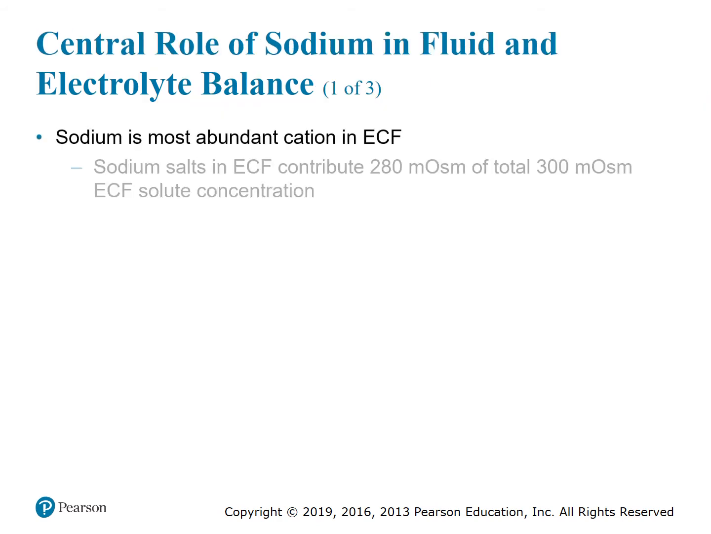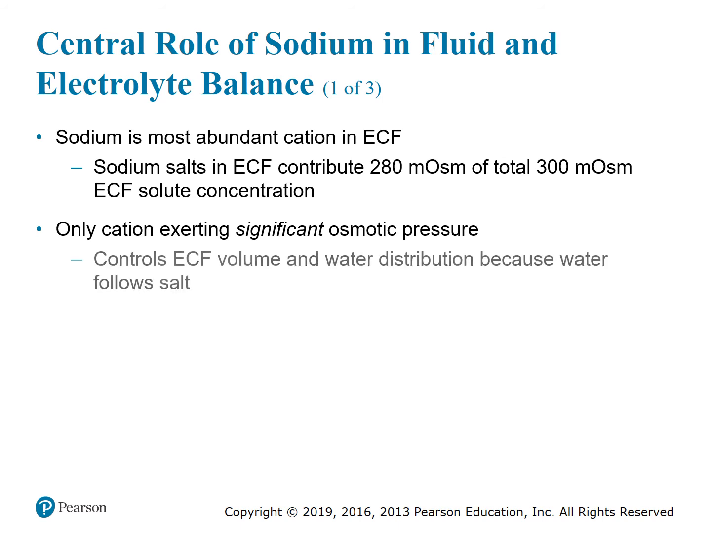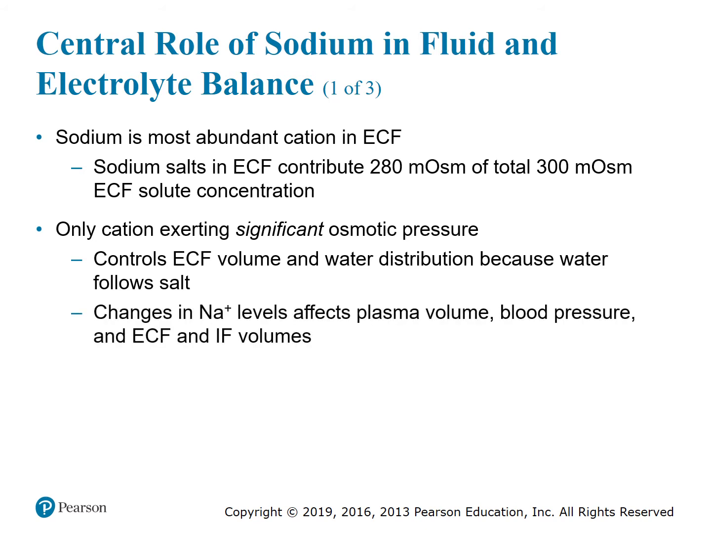Okay, so sodium is the most abundant cation in extracellular fluid, and it contributes 280 of the 300 total milliosmoles in extracellular fluid solute concentration. That means that sodium is your only cation that is going to exert a significant osmotic pressure. And it does so because it controls extracellular fluid volume and water distribution, basically because water follows salt. We saw that when we talked about osmosis in AMP1. So changes in sodium levels can affect plasma volume, blood pressure, extracellular fluid volumes, and intracellular fluid volumes.